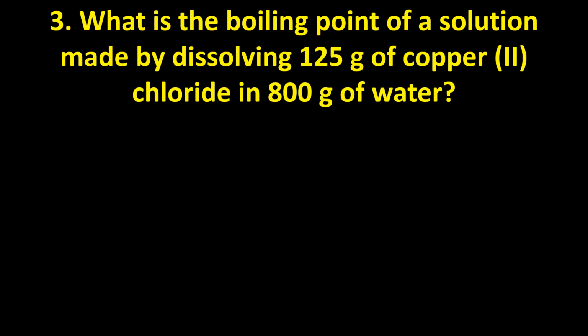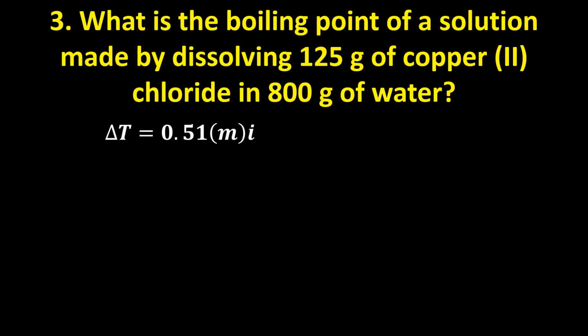Question number 3. What is the boiling point of a solution made by dissolving 125 grams of copper(II) chloride in 800 grams of water? So now we need the formula for boiling point elevation. As you can see, the constant has changed to 0.51. Copper(II) chloride is going to have 1 copper atom, but it's going to have 2 chloride atoms. So the i in this formula is going to be 3.